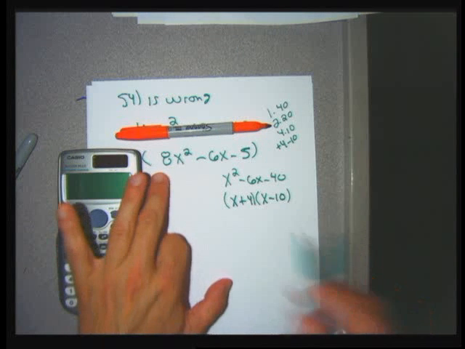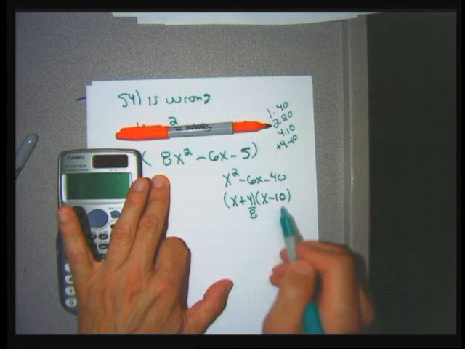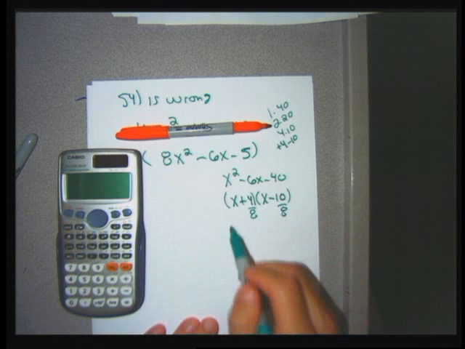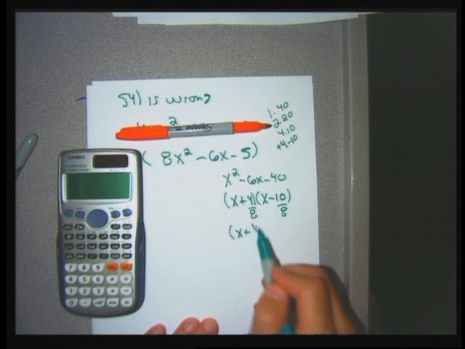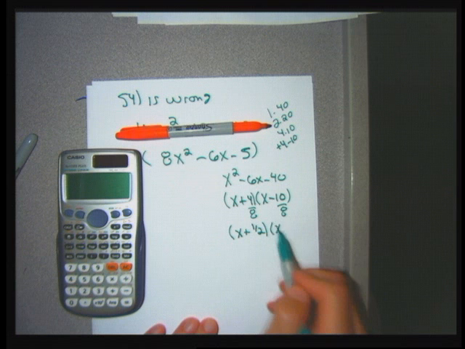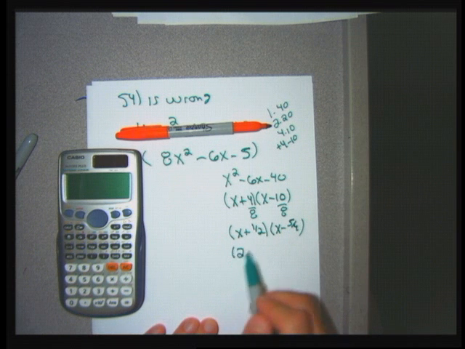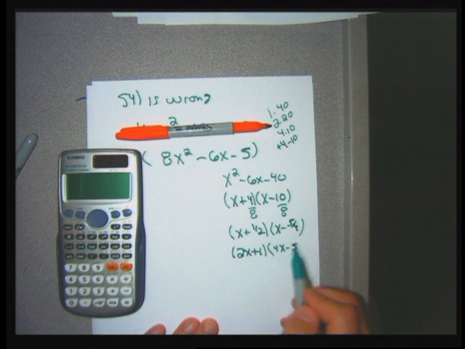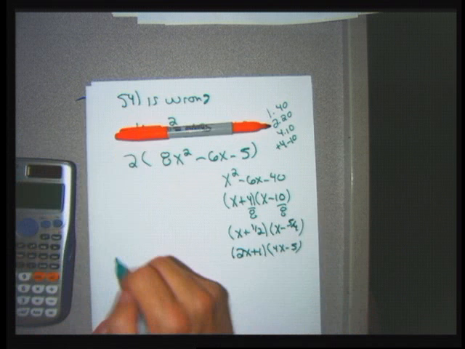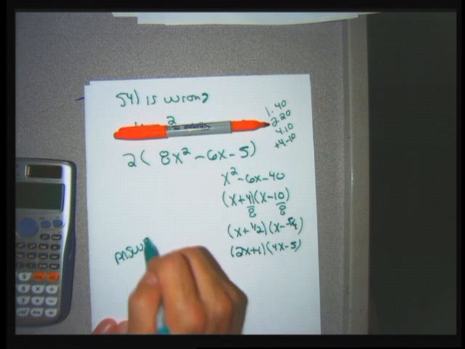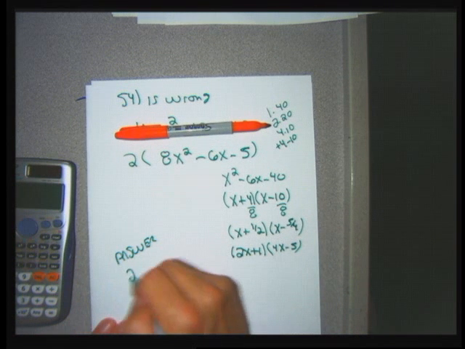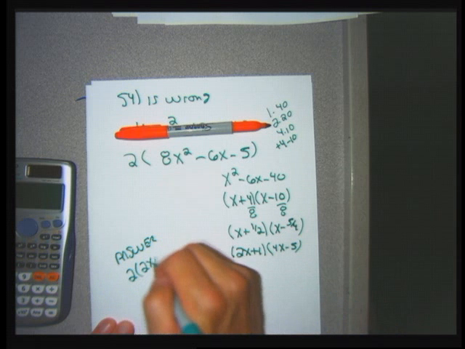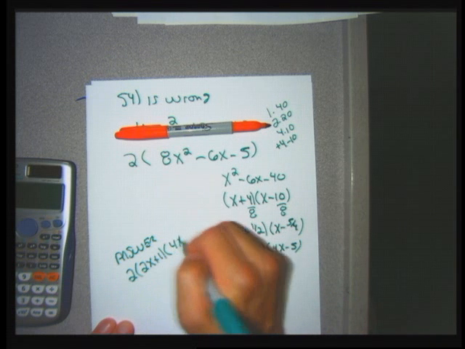I started off multiplying by 8. I'm going to divide by 8. And this is going to give me x plus 1/2 times x minus 5/4 when I reduce. When I bottoms up, I get 2x plus 1 and 4x minus 5. My answer to problem 54 should be 2 times 2x plus 1 times 4x minus 5.